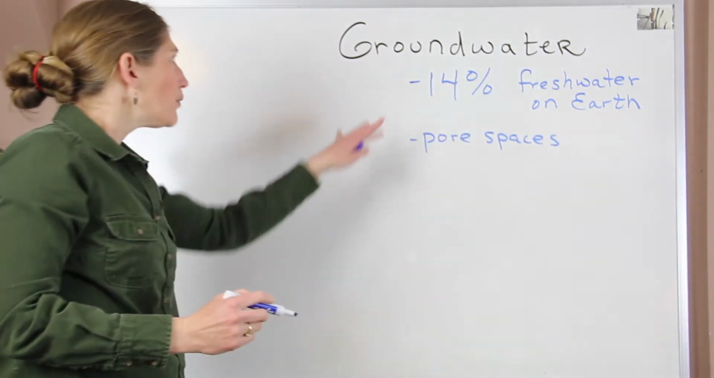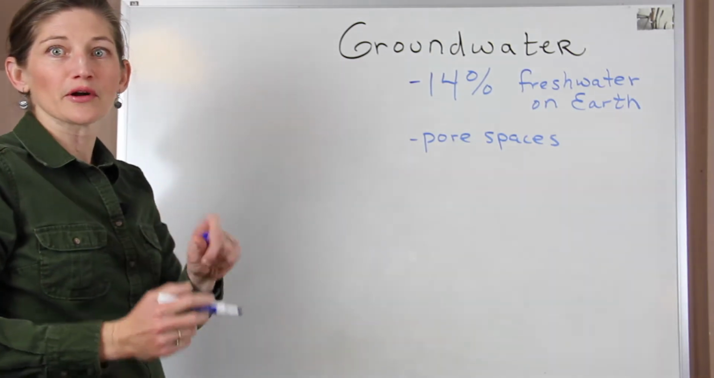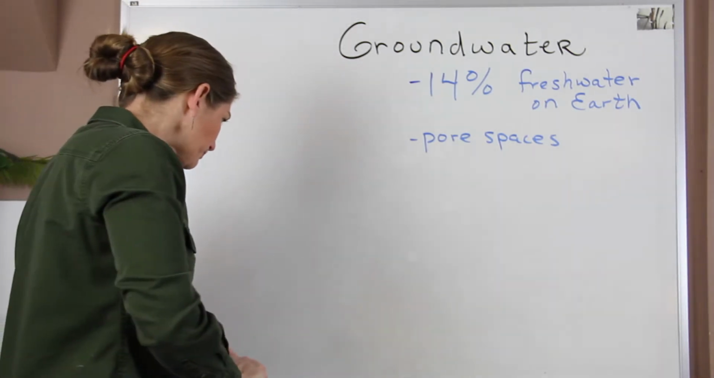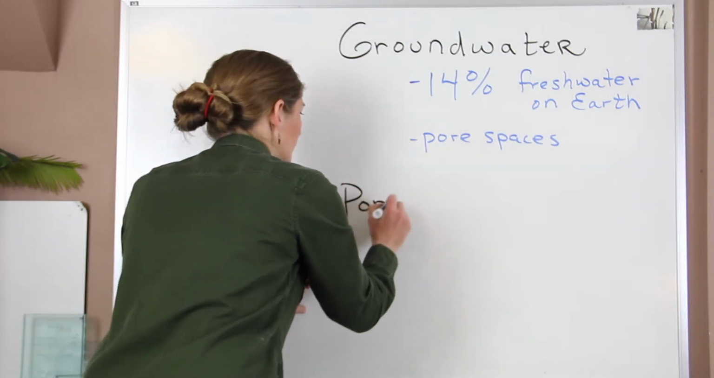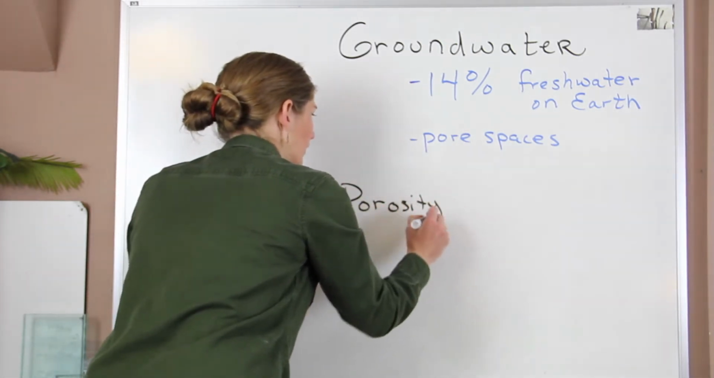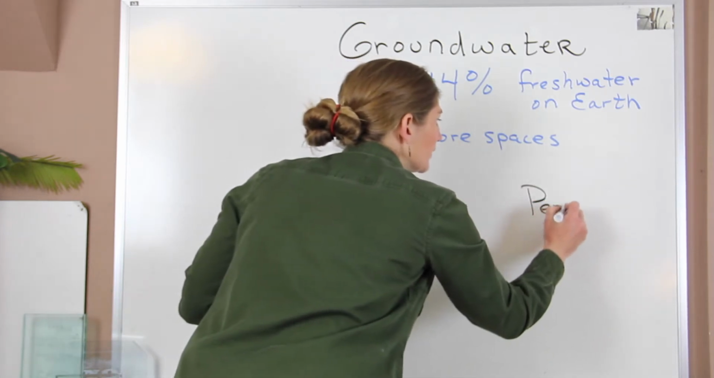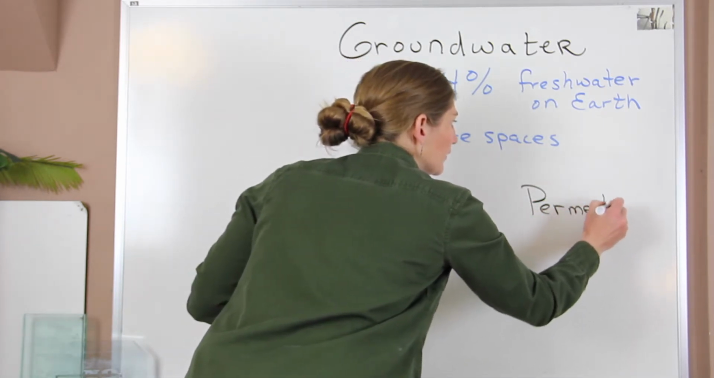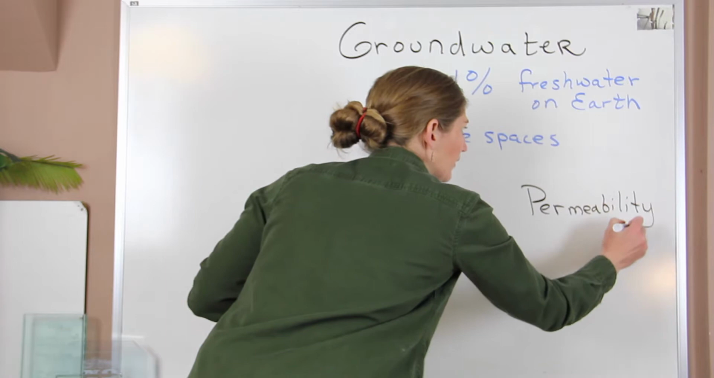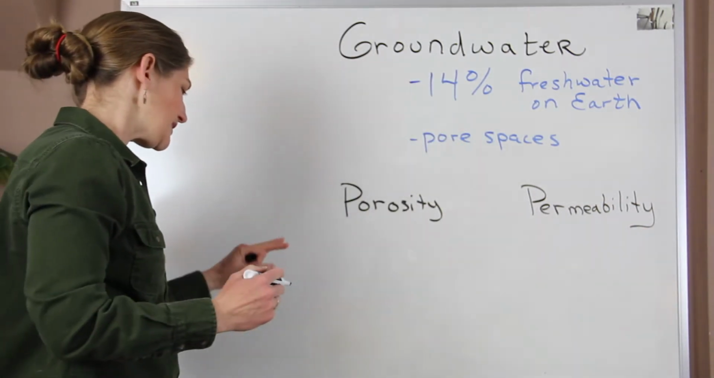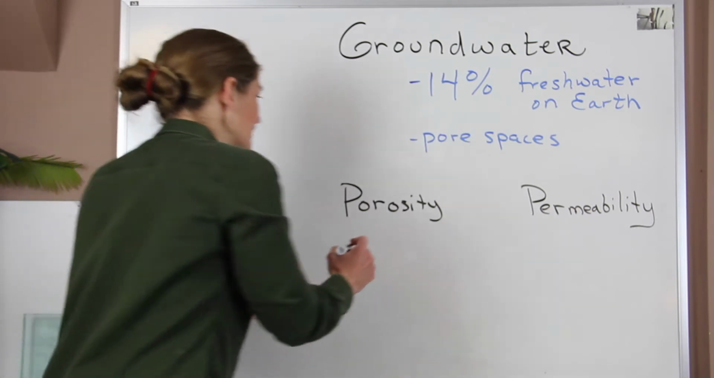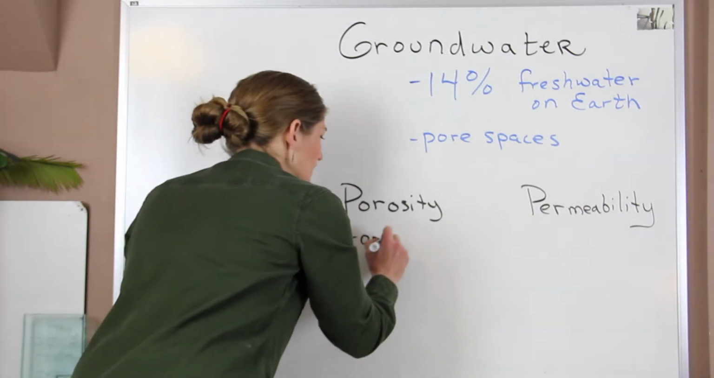Okay, so when we start talking about groundwater, there are two terms that we need to know, and those terms are porosity and permeability. So porosity is just all of the open spaces in our rocks. So these are any open spaces.